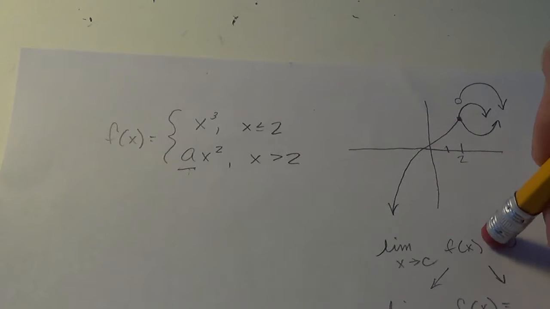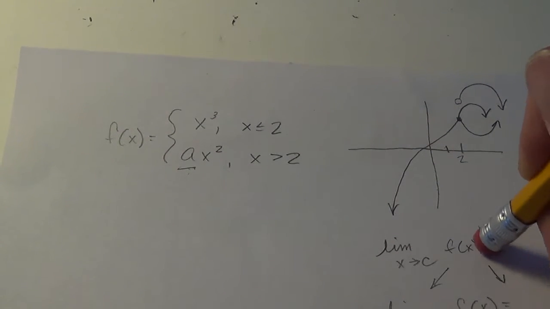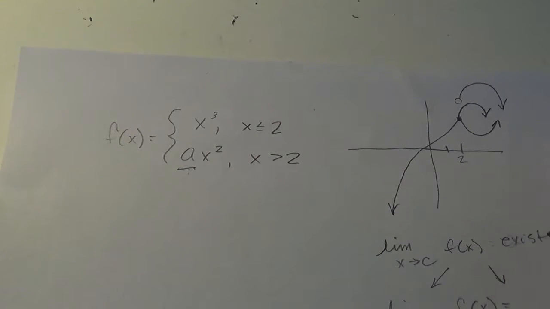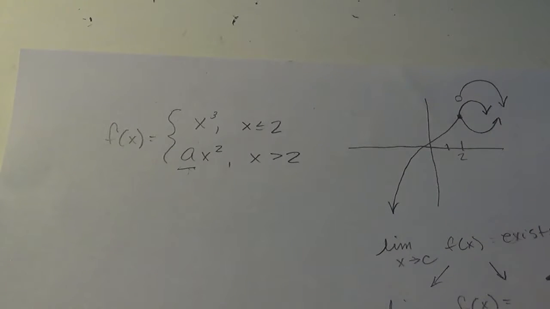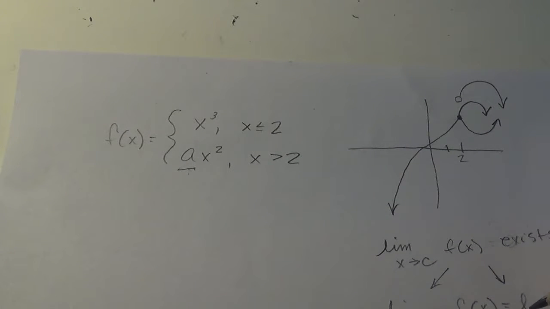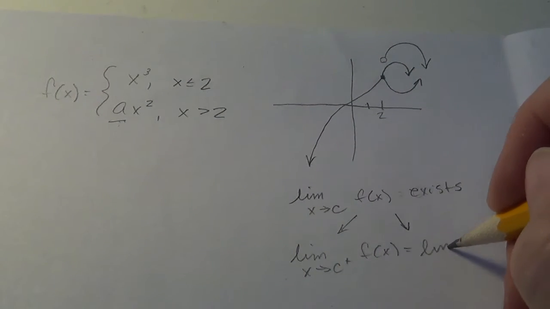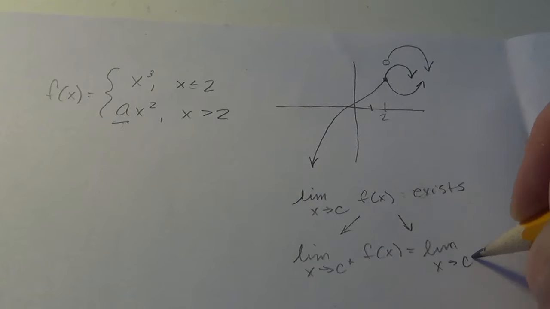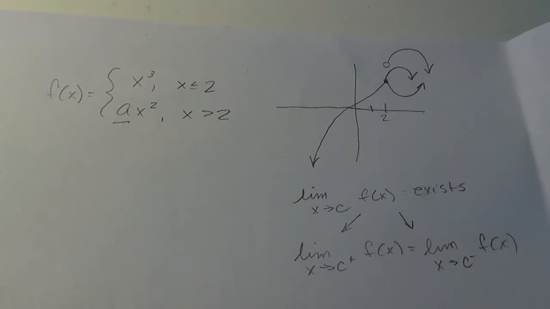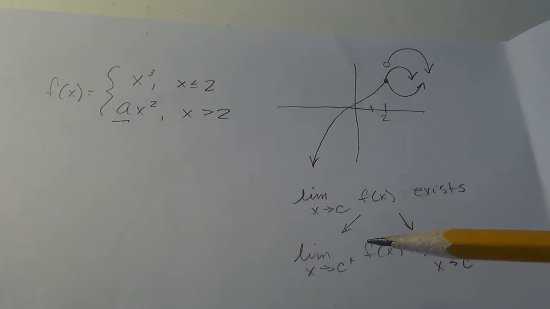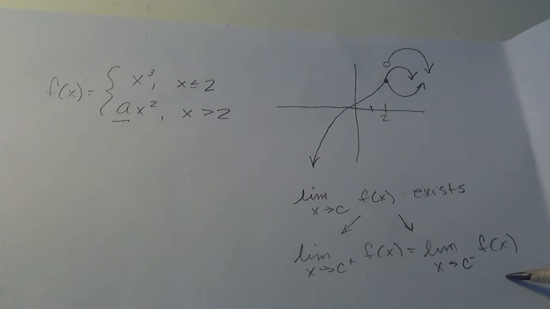The limit of f of x exists, and from the left it will have to equal the same as the limit from the right. So in order for a limit to exist at a point, it has to be the same when you come from the left or the right. Otherwise, we have this jump.